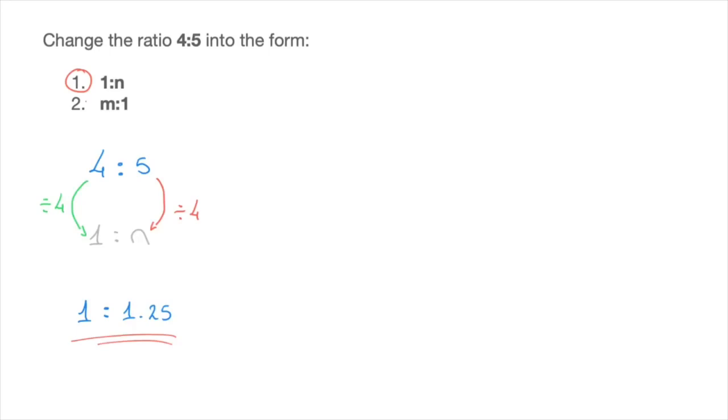Let's look at the second question. In this case, we need to rewrite the ratio 4 to 5 as m to 1. The approach is very similar. Remember, for the first question, we looked into how to get from 4 to 1. Well, in this question, we need to find how to get from 5 to 1. And so before even solving this, we can already highlight the fact that the trick in this type of question is to focus on the side of the ratio with a 1.